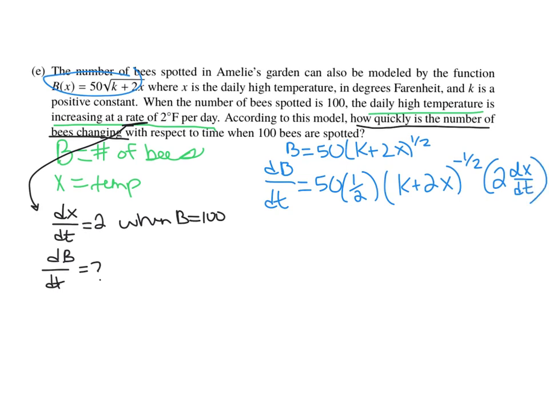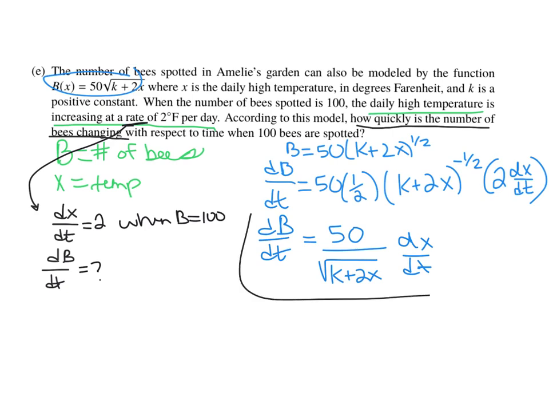This is implicit differentiation. I do recommend, if you don't remember how to do this, you might want to review implicit differentiation and related rates. So now I end up getting dB/dt is equal to 50 over the square root of k plus 2x times dx/dt. So I'm now off to a pretty good start. I have an equation that relates dB/dt with dx/dt. Unfortunately, I don't know k, and I actually don't know x at this point.